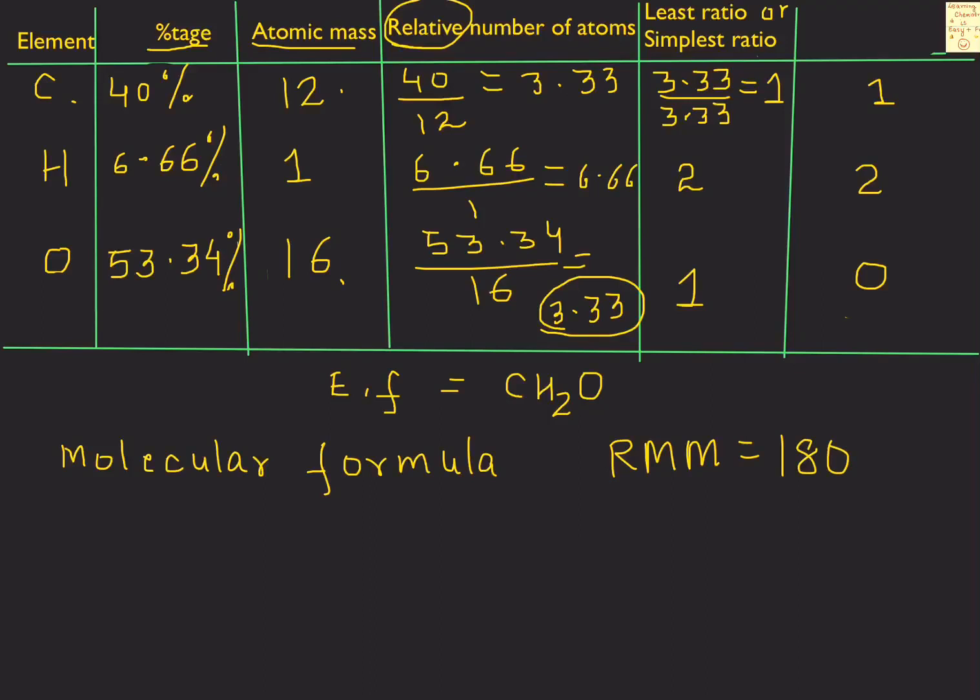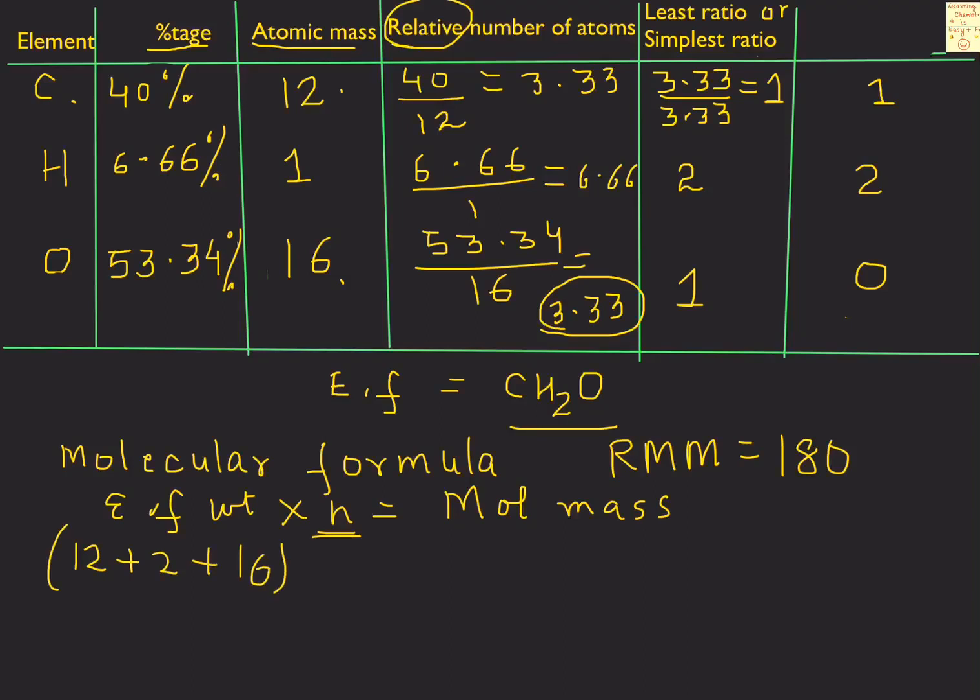Knowing that empirical formula weight multiplied by some whole number value gives us the molecular mass, can you determine the value of N? How will you determine the empirical formula weight? Simply as you did the molecular mass. So (12 + 2 + 16) multiplied by N gives you the molar mass, that is 180. So N comes out as 6.